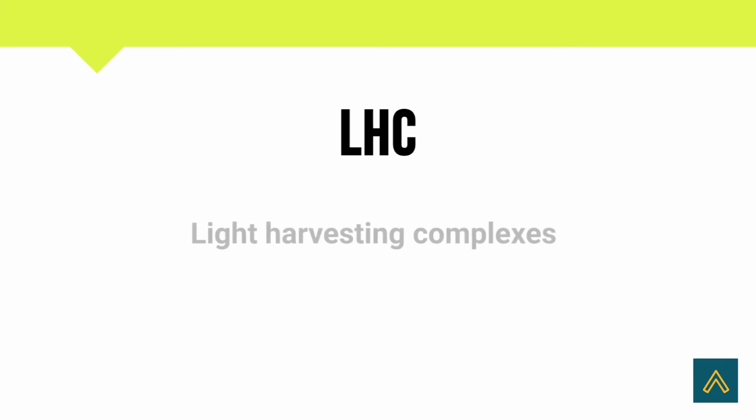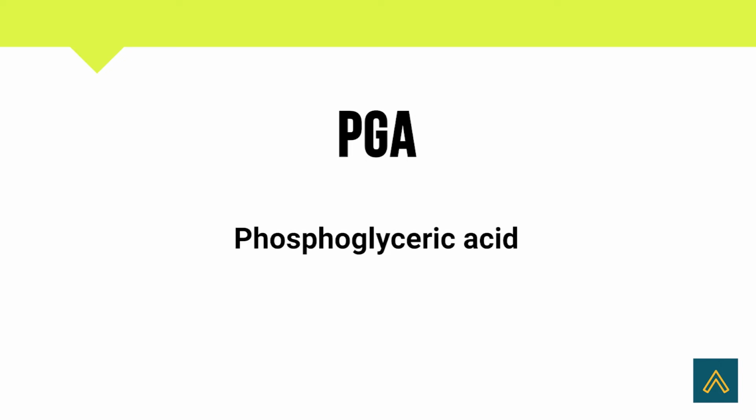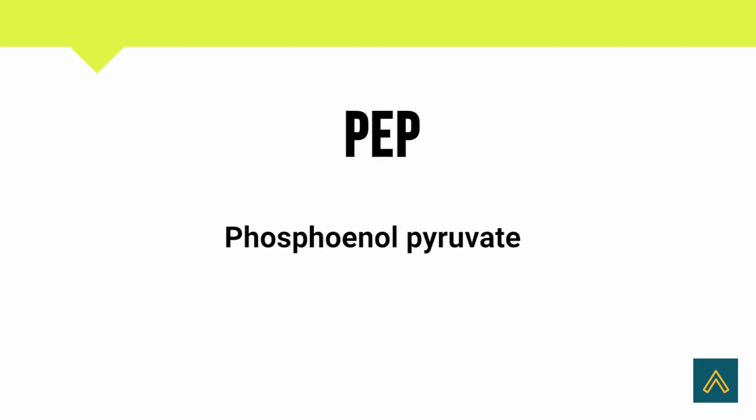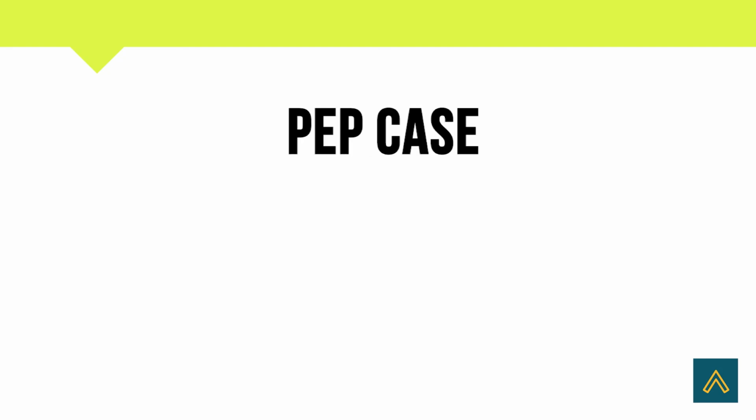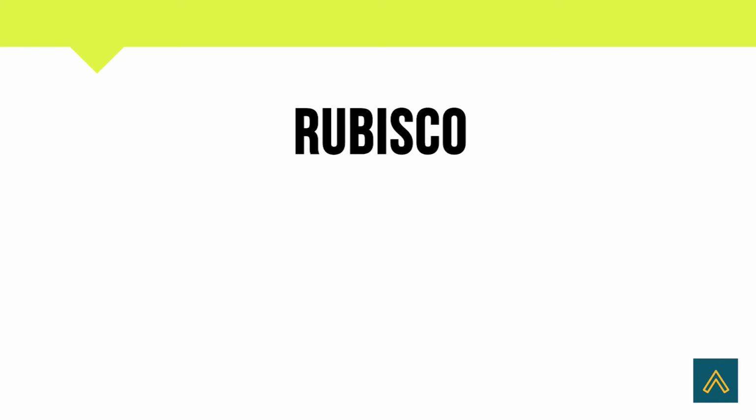LHC. The full form of LHC is light harvesting complexes. PS. The full form of PS is photosystem. PGA. The full form of PGA is phosphoglyceric acid. OAA. The full form of OAA is oxaloacetic acid. PEP. The full form of PEP is phosphoenol pyruvate. PEPcase. The full form of PEPcase is PEP carboxylase.